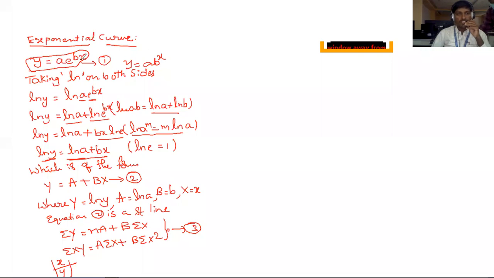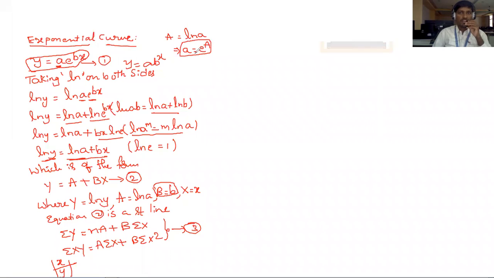Finally, our intention in fitting an exponential curve is finding the constants. What are the constants in the given one? A as well as B. These two values we need to calculate. We know that capital A is equal to ln a and capital B is equal to small b. So if you find capital B, obviously we get small b also, and no need to calculate anything else. But capital A is equal to ln a, so we require the value of small a, which is simply e power A.